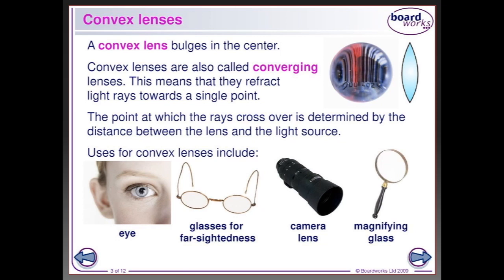Here we have seen about convex lens. After that we are going to see about concave lens. Refraction through convex lens we have seen. There are three basic rules. What are the three basic rules?